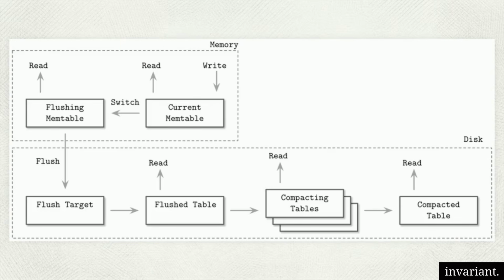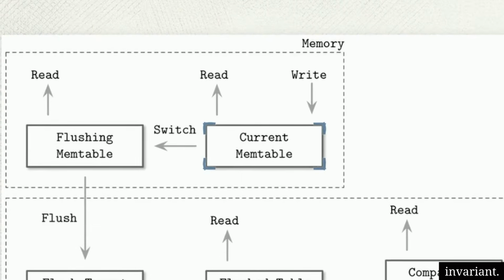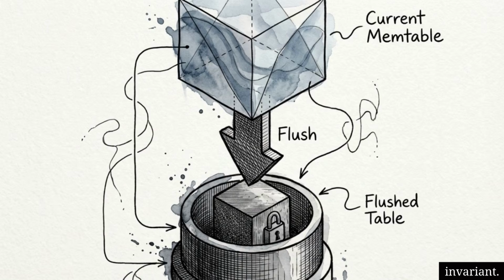This diagram shows the component structure of an LSM tree. Incoming data is buffered into a mutable memory-resident structure called the current memtable. Because this happens entirely in RAM, there is zero disk I/O cost. To guarantee durability, every update is simultaneously appended to a write-ahead log on the disk. When the current memtable reaches a specific size threshold, it switches to a flushing state, sequentially writing its sorted contents down to the disk to create a permanent, immutable flush table.